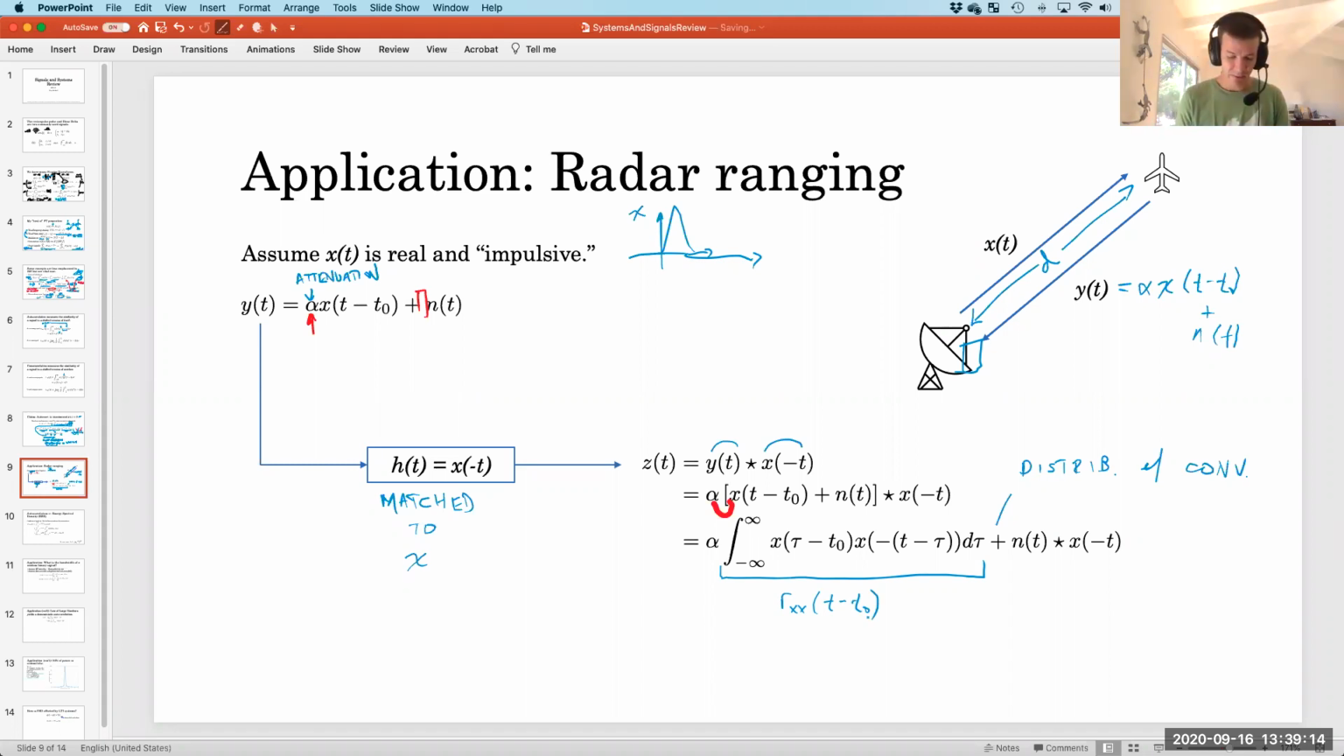Yeah, I think that's how that works. Right, because if Rxx of t is the integral of x of a dummy variable times x of the dummy variable minus t, then if I time delay this, Rxx of t minus t naught, well, then everywhere that I see a t up here, I replace it with a t minus t naught. So integral of x of tau times x of tau minus t plus t naught d tau.